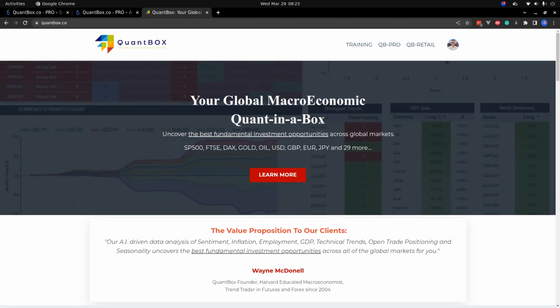What is QuantBox? QuantBox is your global macroeconomic Quant-in-a-Box. It's an amazing, very powerful tool that gives you a fundamental bias by taking a number of fundamental data points, collating them in a dashboard for you, and consistently updating them in the background while you can do the important things like focusing on confirming your fundamental bias using technical analysis. It takes a massive amount of work off your shoulders. And the beautiful thing is it's there all the time whenever you log in.